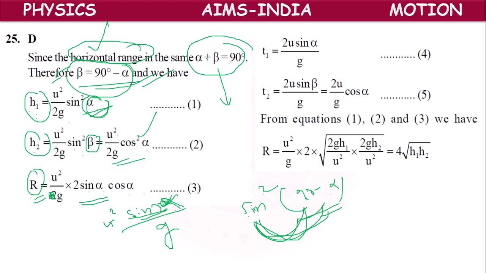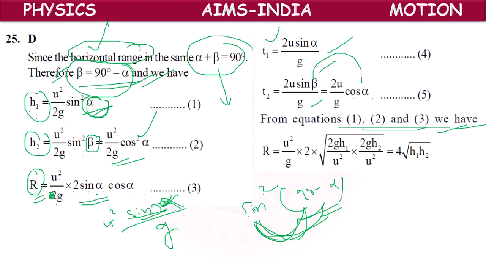This is the R value. And the T1 value is 2U sin alpha by g. T2 value is 2U sin beta by g. But sin beta can be written as cos alpha. So from equations 1 to 3, what can we write? R equal to U square by g common, into 2.